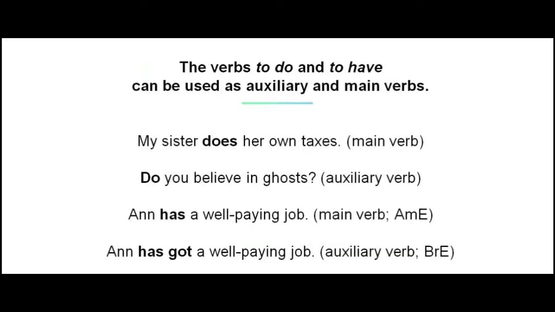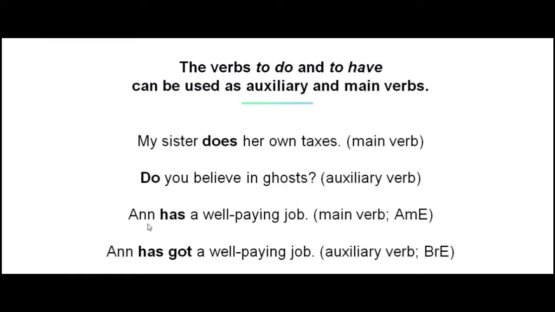Now the verbs to do and to have can be used as auxiliary and main verbs. Let's have a look at the examples below. My sister does her own taxes. Now in the sentence, the verb does is used as the main verb. And in the sentence, do you believe in ghosts? The verb do is used as an auxiliary verb to form a question.